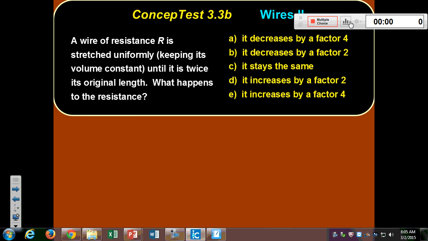A wire of resistance R is stretched uniformly. That means it keeps its volume constant until it's twice its original length. What happened to the resistance? Let me draw a picture to explain. I have a wire, and it's stretched out. That's the way they make wires, right? They take a big piece of metal and then they stretch it out. So it gets skinnier, but it gets longer, so that the total volume is constant.